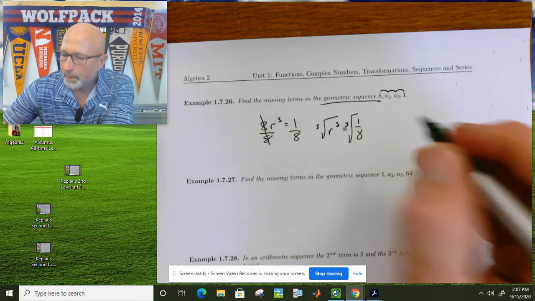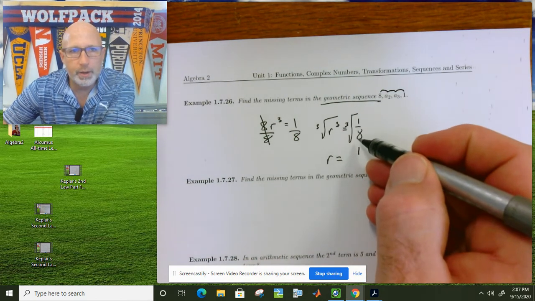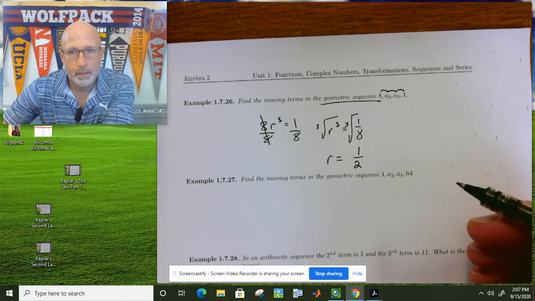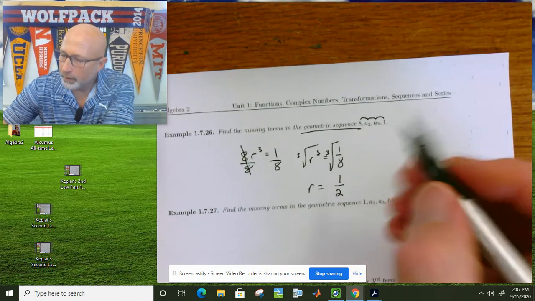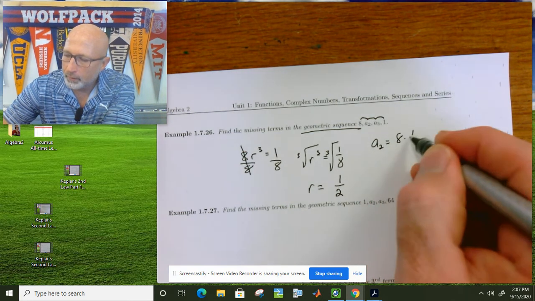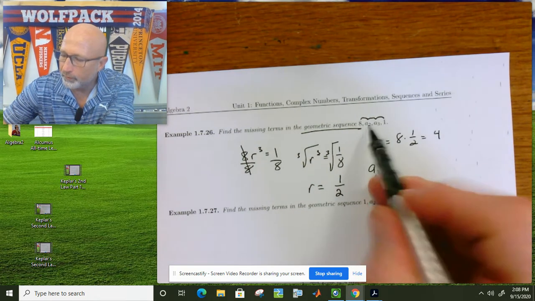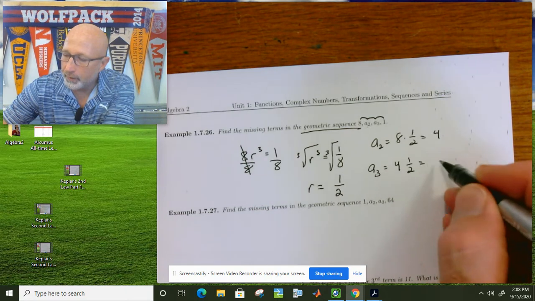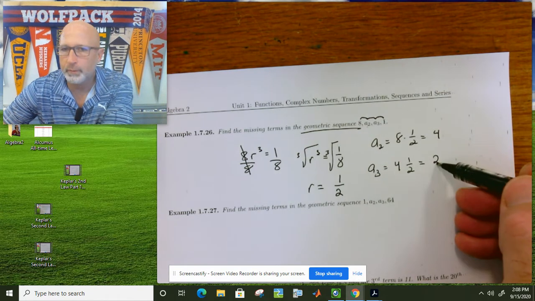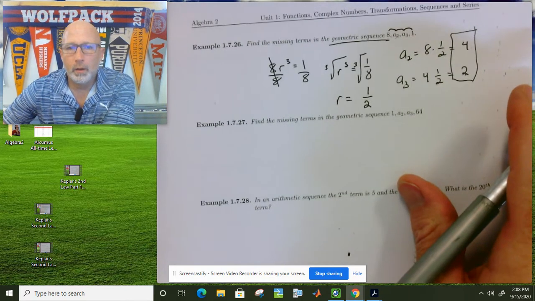Then I have to take the cube root of both sides. The cube root of 1 is 1. The cube root of 8, what number times itself three times is equal to 8? That number is 2. So r is 1/2. To get from 8 to the next number, you multiply by 1/2. So A2 is 8 times 1/2, which gives you 4. Then A3 is 4 times 1/2, which is 2. And if I multiply by 1/2 again, I should get 1. Well, 2 times 1/2 does give you 1. So those are the missing ones.